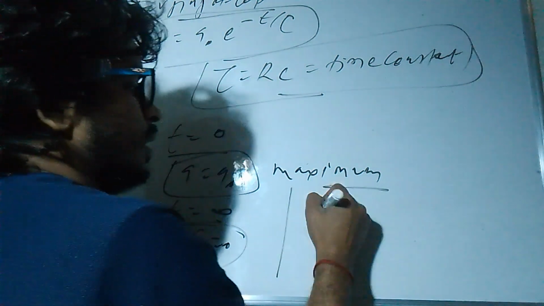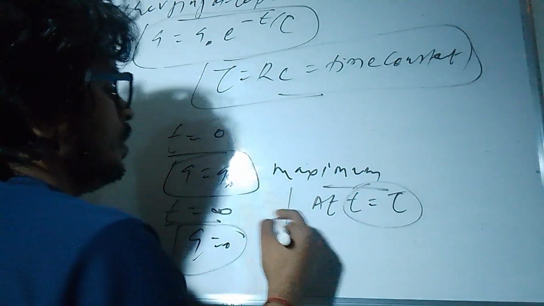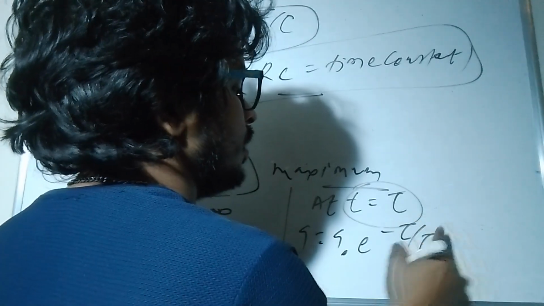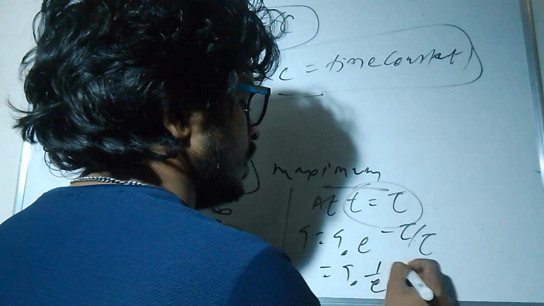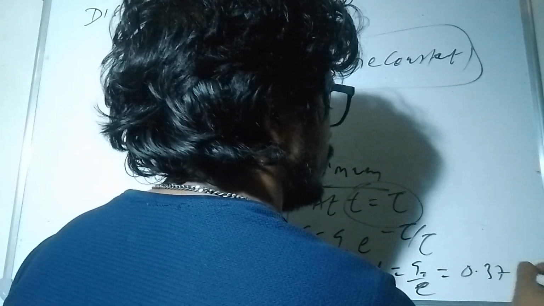But what if I put t equals tau? Then Q equals Q naught e to the power minus tau divided by tau. If you solve it, it comes to Q naught by e, which is 0.37 of Q naught, that is 37 percent.